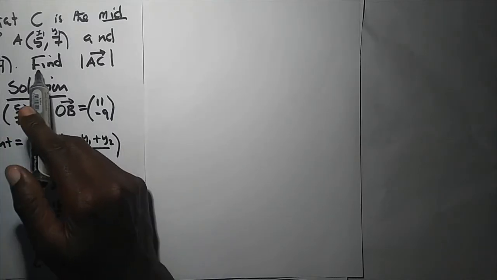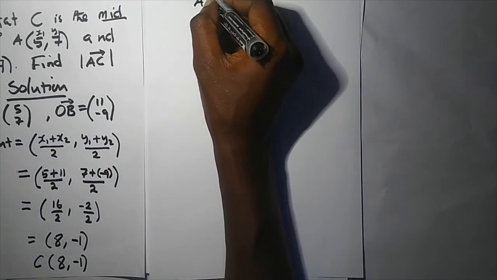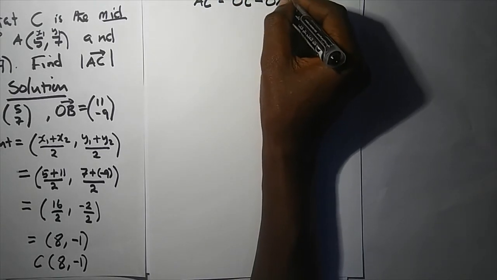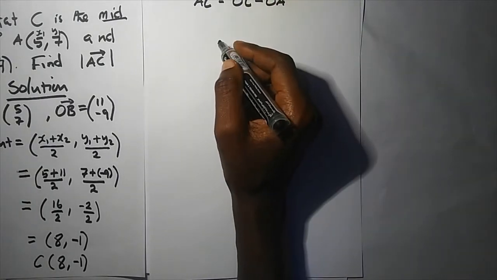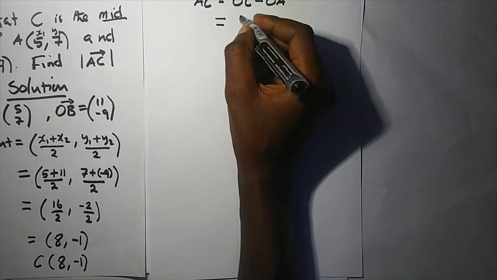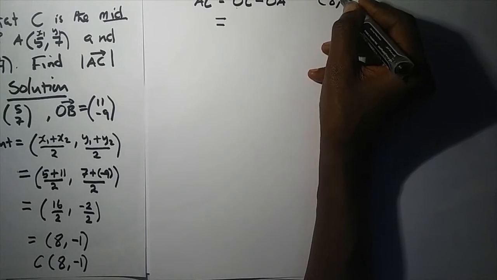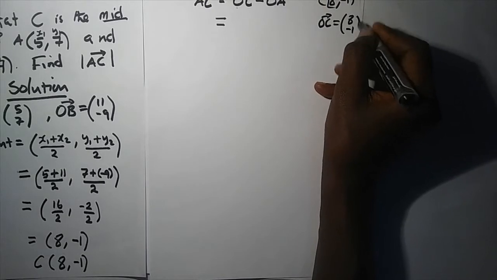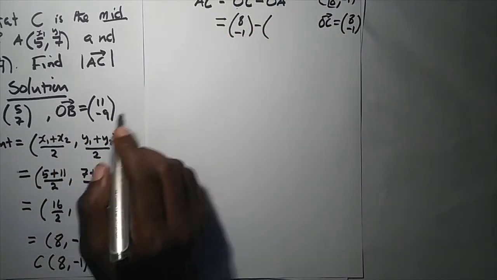The question says find AC. So we are first going to find what AC is. The formula for AC is going to be equal to OC minus OA, since we have A and C. Here we are going to have OC, which will come from the coordinate for C that we have. C is 8, -1, so OC will be equal to 8 and -1. So we are going to have 8, -1, minus OA.